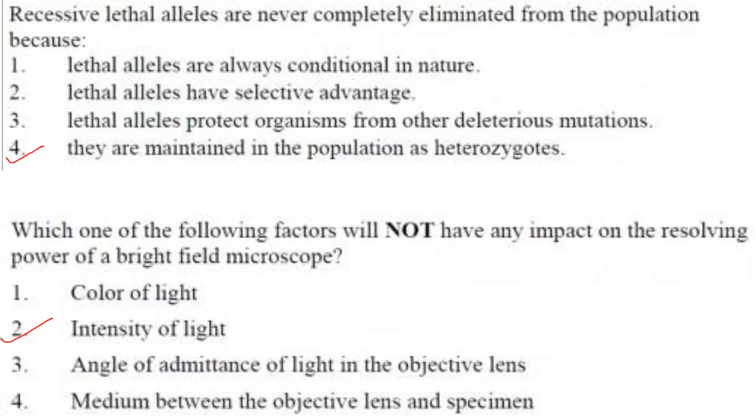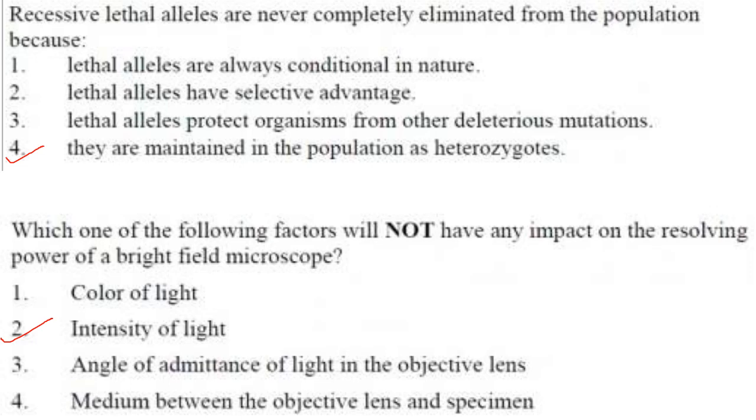Then next one. Recessive lethal alleles are never completely eliminated from the population because deleterious recessive alleles are alleles that can cause disease in an organism. If an individual is heterozygous, they inherit one recessive allele and one dominant allele. The dominant allele will mask the expression of the recessive allele and the individual doesn't show the deleterious effect. Thus, the heterozygous individuals allow recessive allele to be present in the population. So, recessive lethal alleles are never completely eliminated from the population because they are maintained in the population as heterozygotes. Answer is option 4.